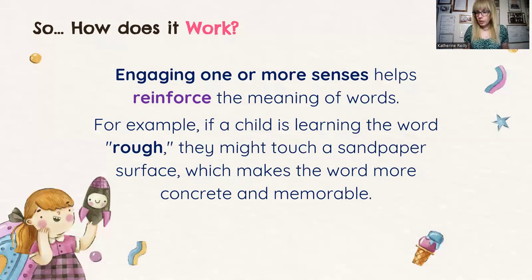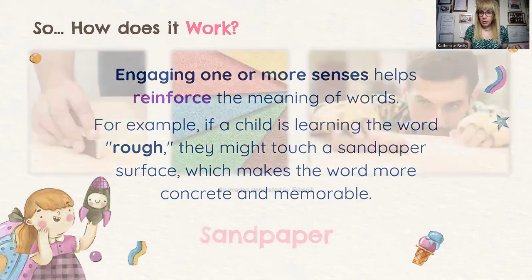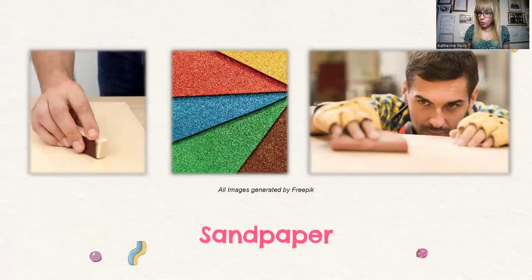If your students are learning the word rough, you can actually find a piece of sandpaper. It's quite cheap. Maybe the school owner might have some, or maybe you might have some at home. You bring the piece of sandpaper. You can show them pictures on the board. You can actually give them the sandpaper afterwards, but we want them to touch it.